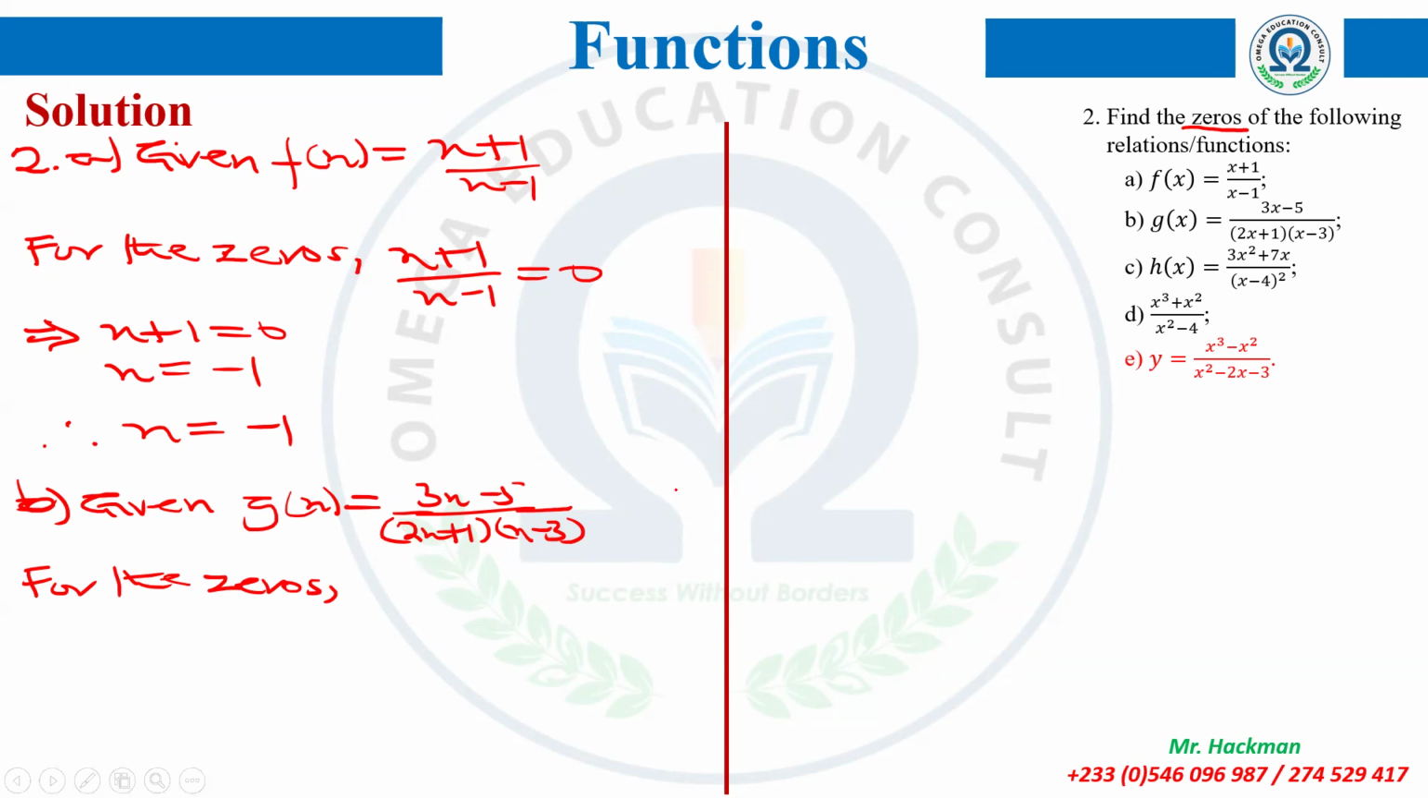But remember in my introduction, I asked you if I have a over b, under what circumstance will a over b give me 0? And you said the numerator, which is the a, should be 0. So here, just come and set the numerator to 0. For undefined, it is the denominator that we set to 0. For zeros, it is the numerator that we set to 0, period. Is my point well made?